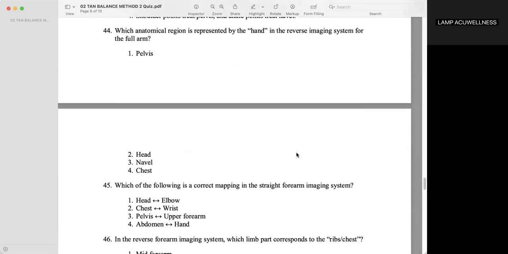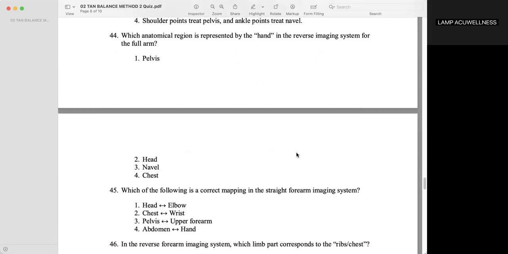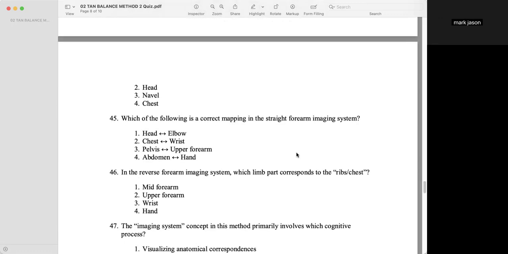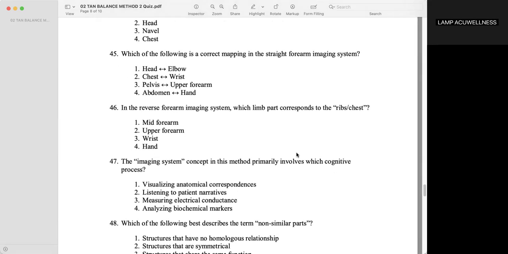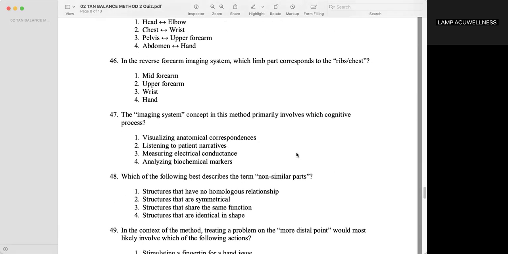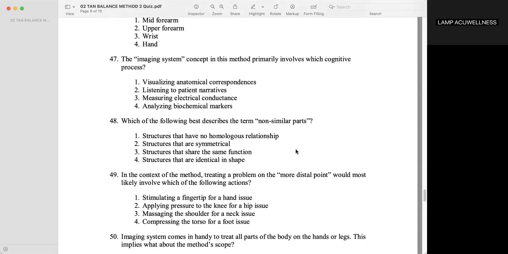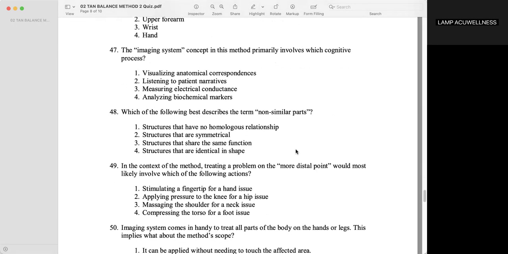Which anatomical region is represented by the hand in the reverse imaging system for the full arm? Pelvis. Which of the following is a correct mapping in the straight forearm imaging system? Head, elbow. In the reverse forearm imaging system, which limb part corresponds to the ribs or chest? Mid forearm. The imaging system concept in this method primarily involves which cognitive process? Visualizing anatomical correspondences.